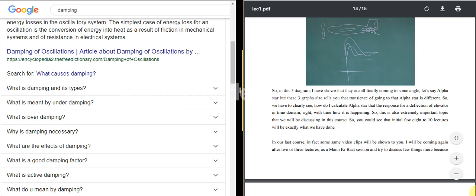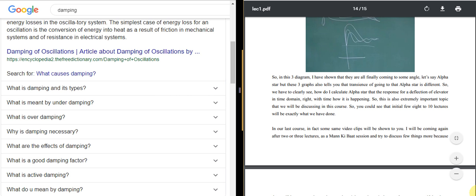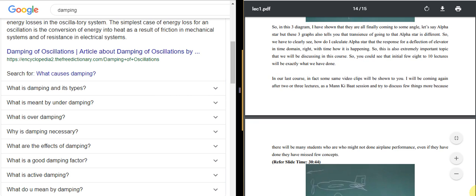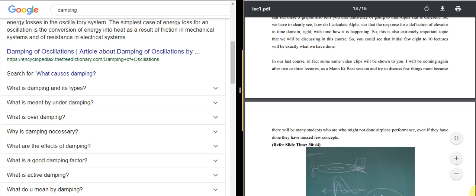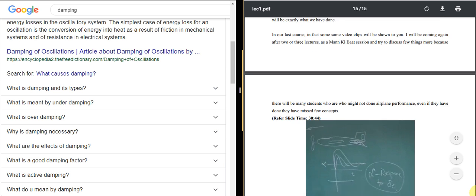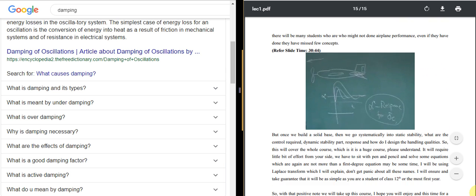I will come again after 2 or 3 lectures as a math-based session and try to discuss a few things more, because there will be many students who might not have done airplane performance. Even if they have, they may have missed a few concepts. But once we have built a solid base, then we go systematically into static stability, what controls are required, the dynamic stability part, response, and how to design the handling qualities.